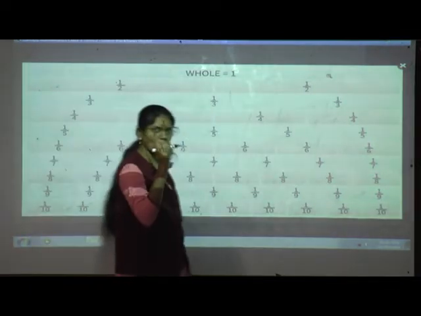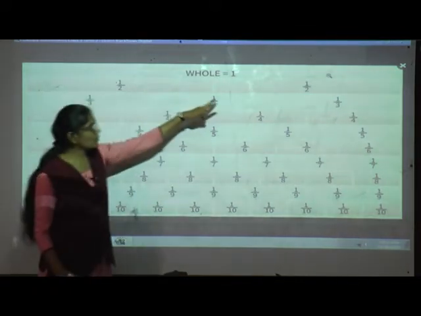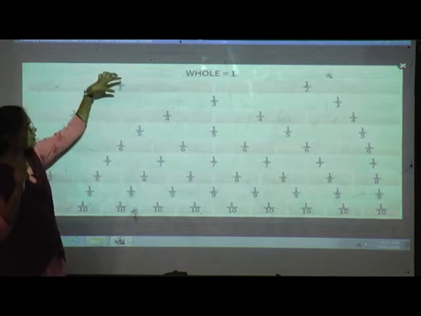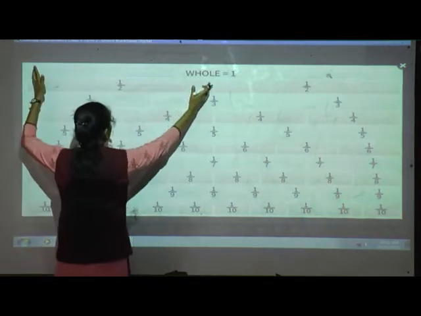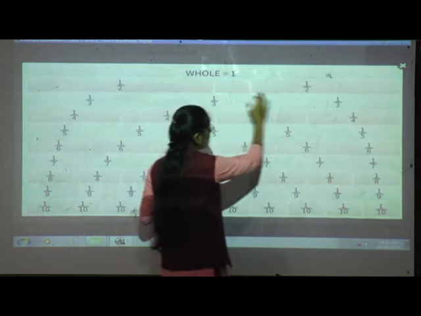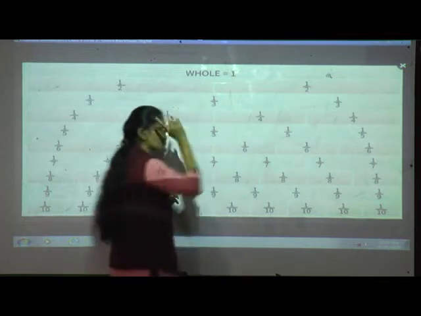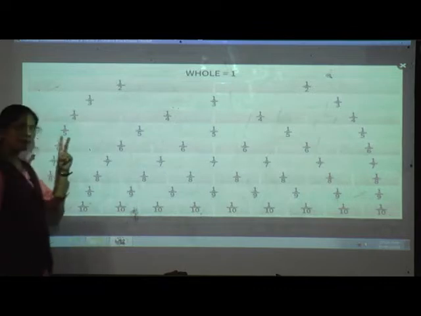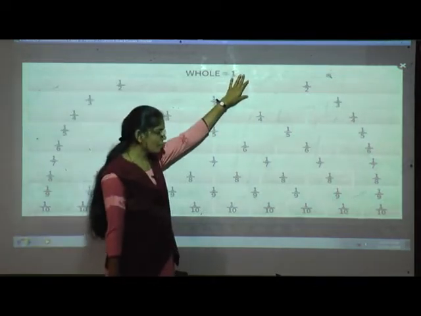See here, look at the board. This first row means whole, and this whole is divided into how many equal parts? Here in the second row, this whole is divided into 2 equal parts. So the fraction of this brick is 1 by 2, and the fraction of this brick is also 1 by 2, because the first brick is divided into 2 equal parts. So the fraction of this brick is 1 by 2, and here also 1 by 2.